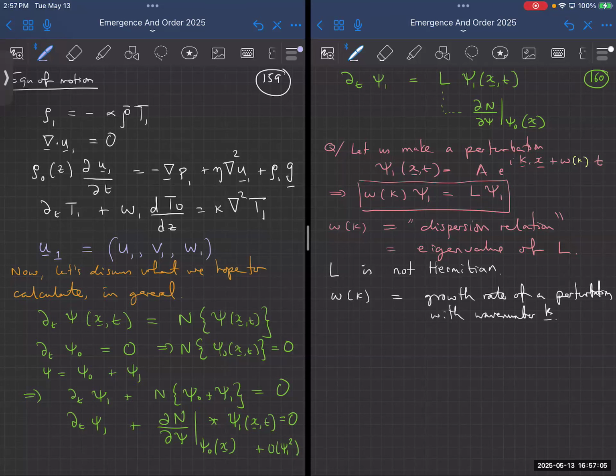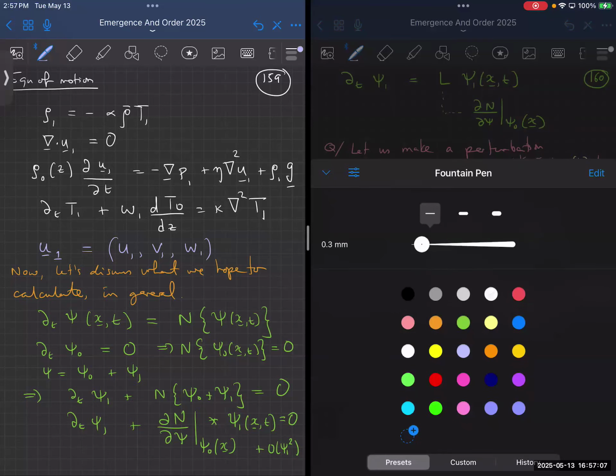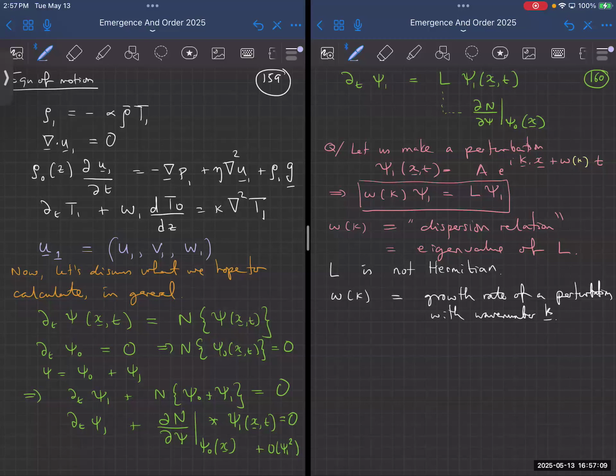Okay, so we obviously have to calculate this, and we obviously have to provide some boundary conditions and so on and so forth. But what are the possible outcomes of such a calculation?